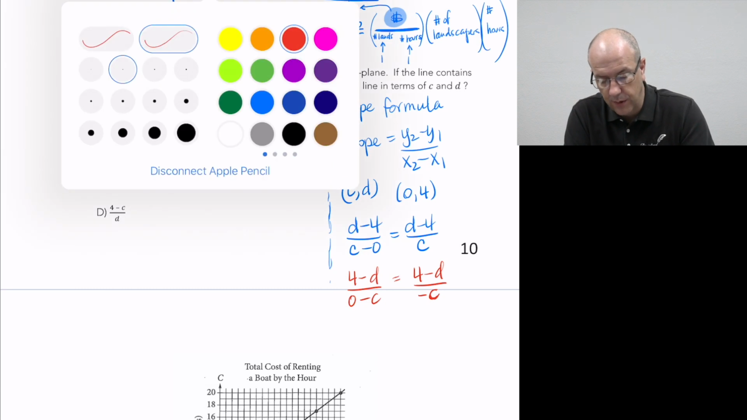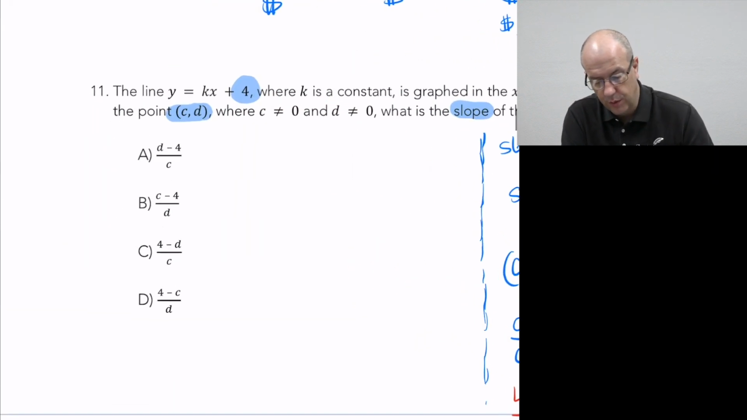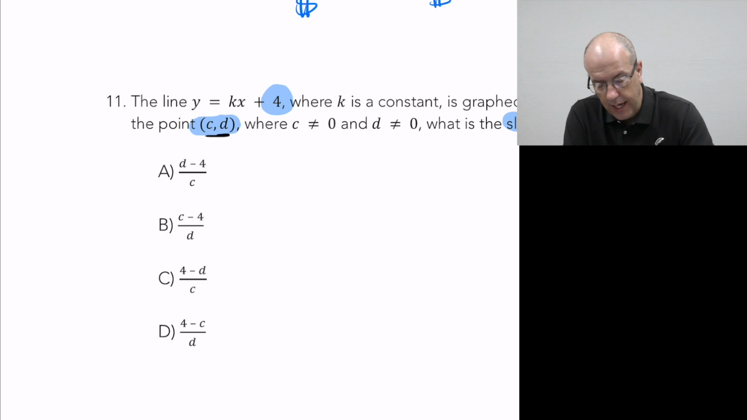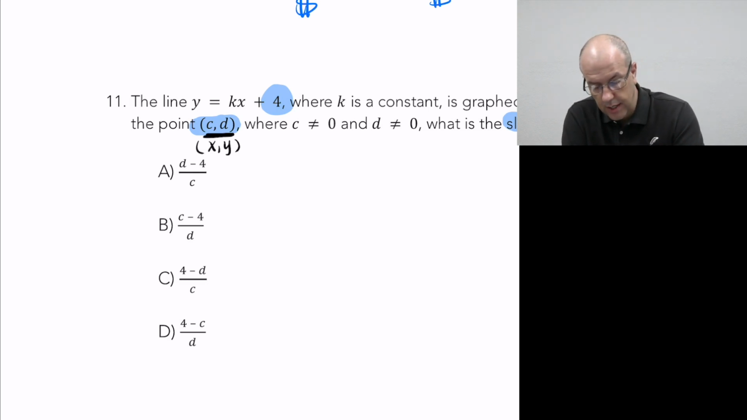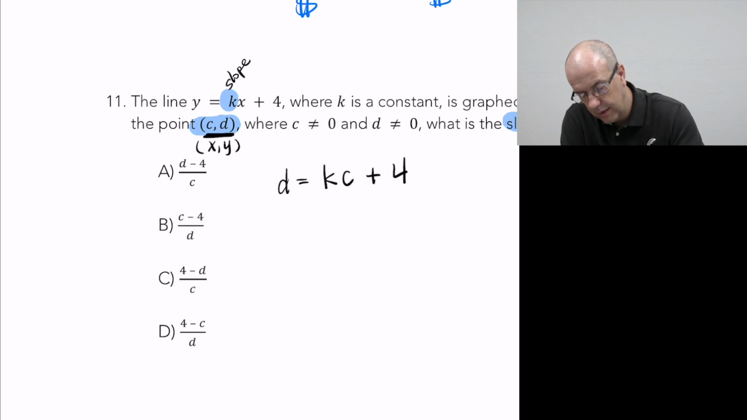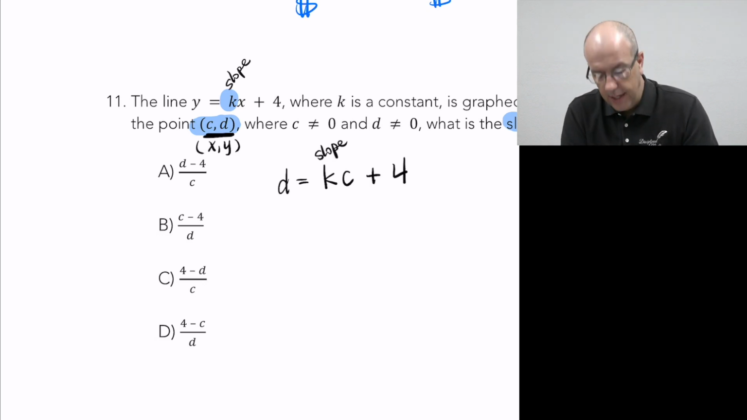So I'm going to do this a different way, and I'm going to use the formula that they've given me. Anytime they give you an ordered pair, you can think of this as x comma y, right? So you can plug that in for x comma y in the equation. Now we know that the slope of this line is k, right? So k is the slope. So if I just plug in c comma d for x and y, I get d is equal to k times c plus 4. And now again, k is the slope, so I'm just going to solve for k in this equation, and I'm going to get the answer.